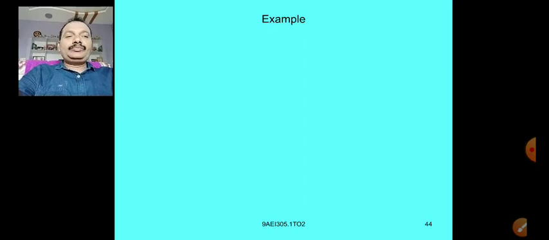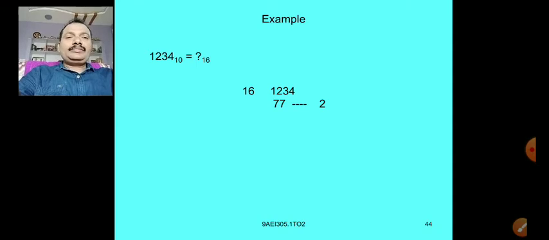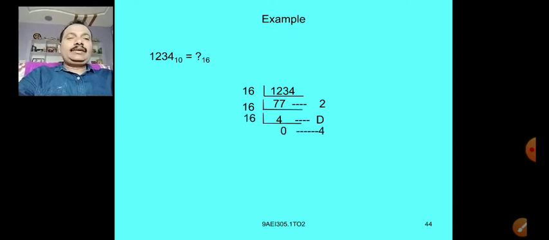That will give you the result. For example, another example, the decimal number 1234 is to be converted into a hexadecimal number. Okay, the same process you have to do. You will get quotient 77 and remainder 2 in the first division. The second, once again you have to divide by 16, 16 fours are, and you will get the remainder.